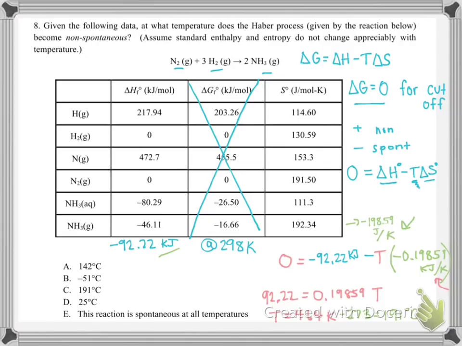Okay, so lots of products minus reactants. You have to remember that the cutoff for spontaneity is when delta G is equal to 0. And then you plug your values in with matching units to solve for temperature. You get C.